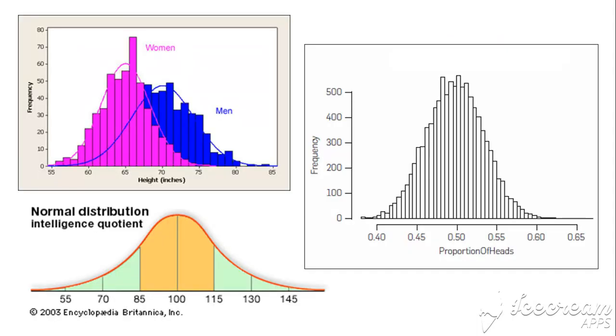Now, normal distribution curves are used to model all sorts of examples. The one at the top is to do with heights, men and women side by side. The one on the right is probability or proportion of hits when we toss a coin. And the one on the bottom left is a normal distribution curve based on the intelligence quotient, or people say IQ.